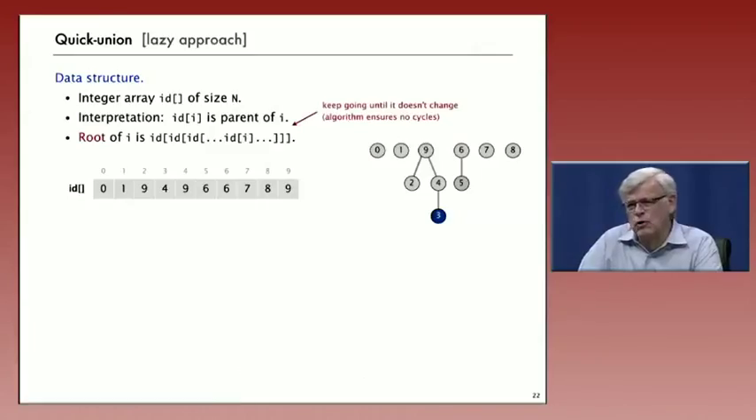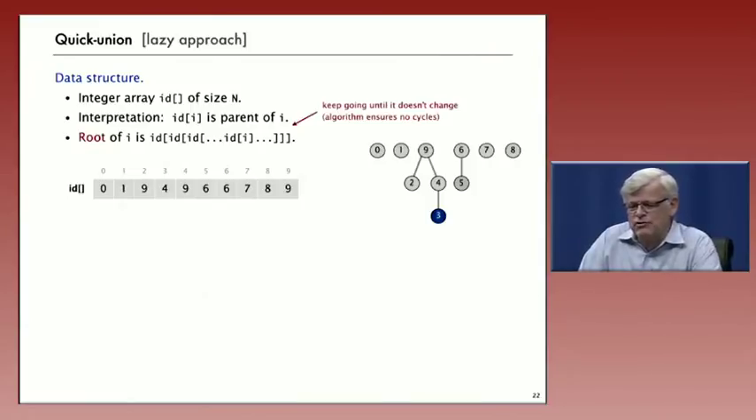All right, so quick find is too slow for huge problems. So how are we going to do better? Our first attempt is an alternative called quick union. This is a so-called lazy approach to algorithm design, where we try to avoid doing work until we have to.